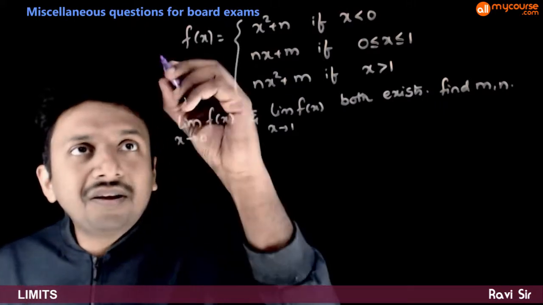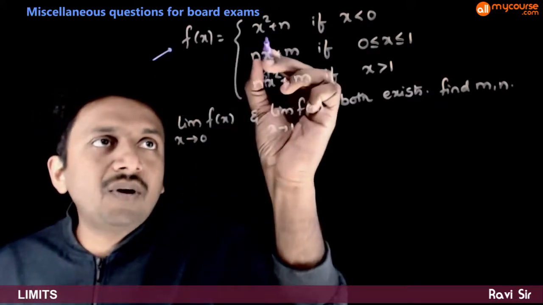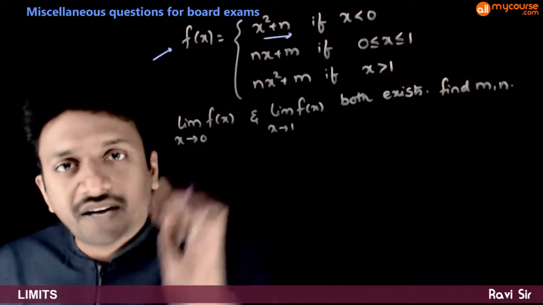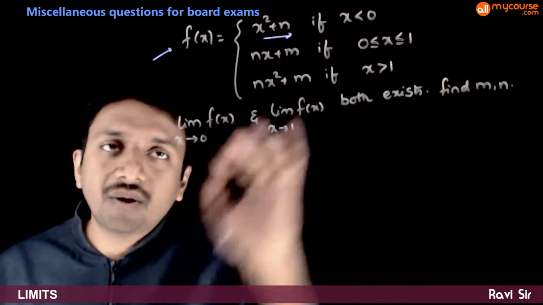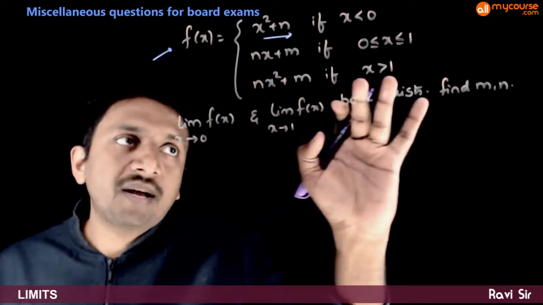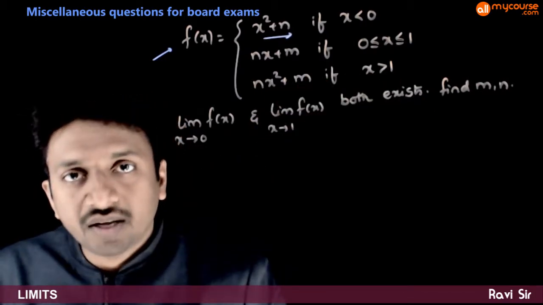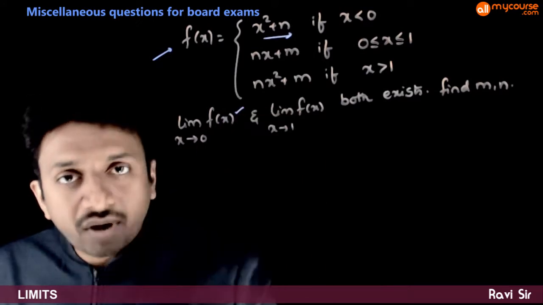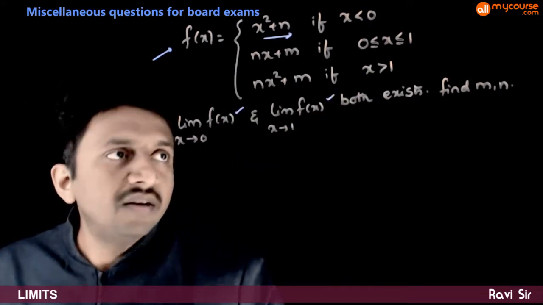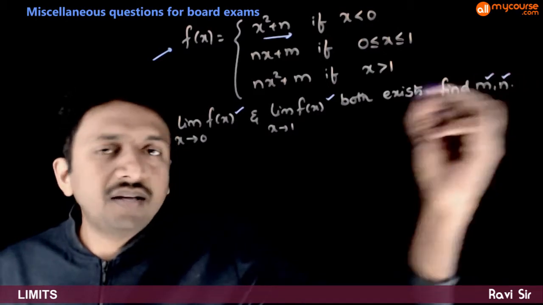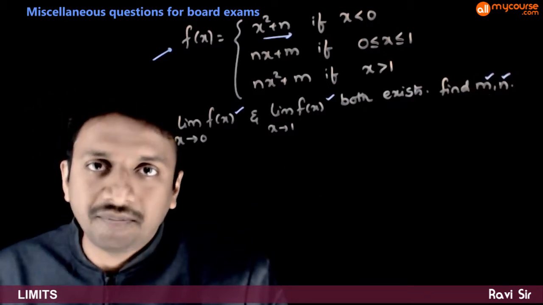In this question, we are given that f of x is equal to x squared plus n for x less than 0, nx plus m if x is in between 0 and 1, nx squared plus m if x is greater than 1, and limit x tends to 0 f(x) exists, limit x tends to 1 f(x) also exists. If that is so, you are asked to find the values of m and n.